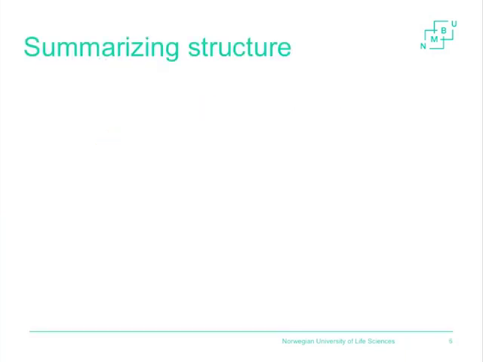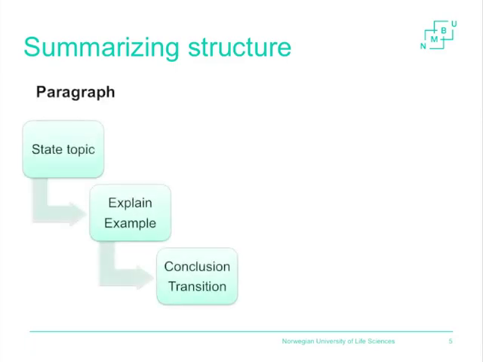Let's summarize. Any paragraph should consist of 3 distinct elements. The topic sentence is the first sentence in a paragraph that introduces the topic. The following sentences should explain and give supporting details about your topic. And the last sentence should provide some sort of conclusion or create a transition to the next topic.